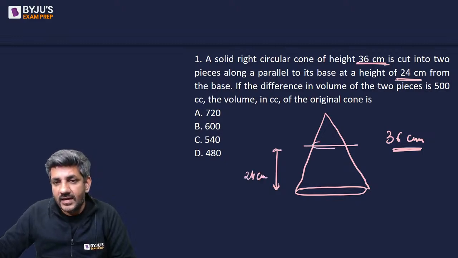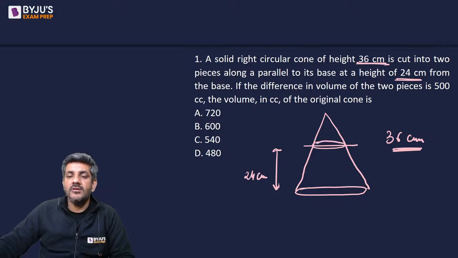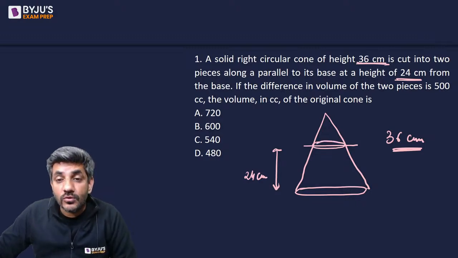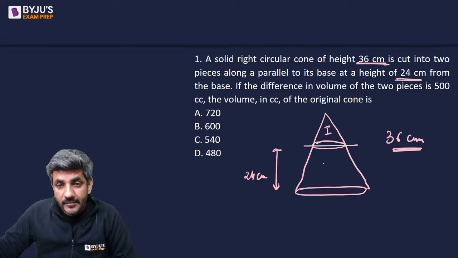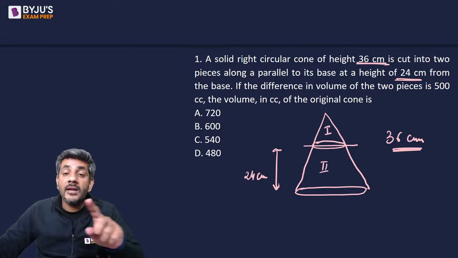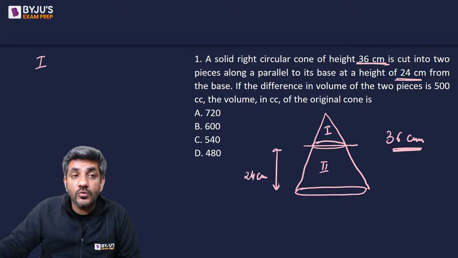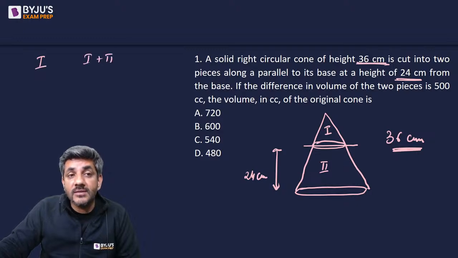So can I say I have a smaller cone above now? So currently you can see two cones. One is cone 1 and one is cone 1 plus 2. Please keep that in mind that 2 is not a cone. 2 is the frustum of a cone.